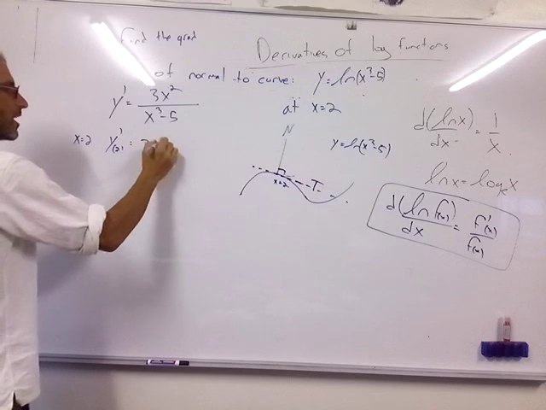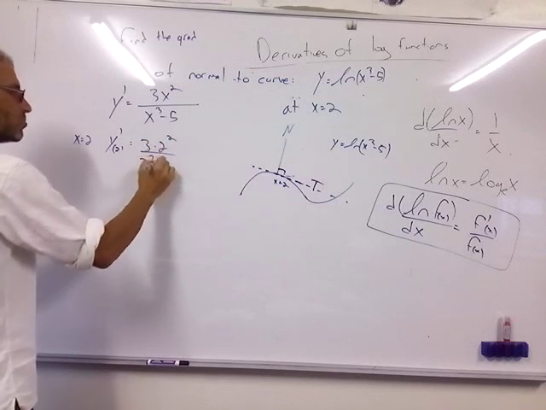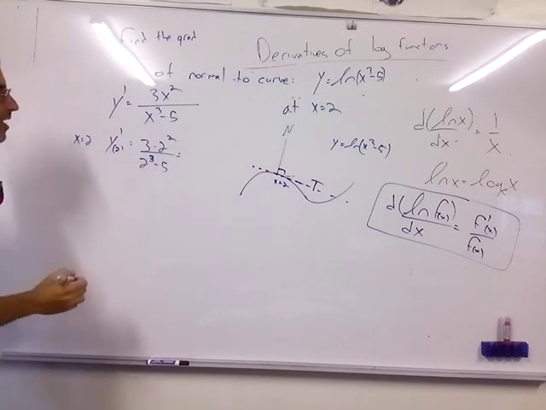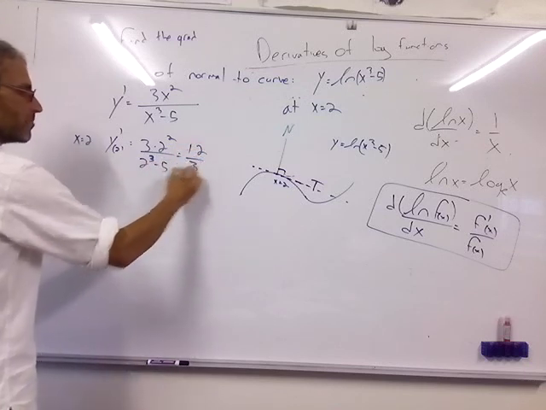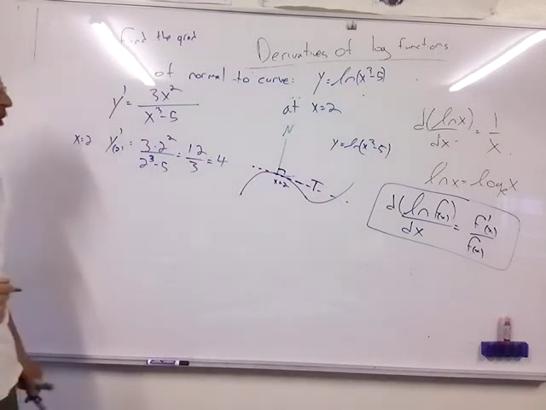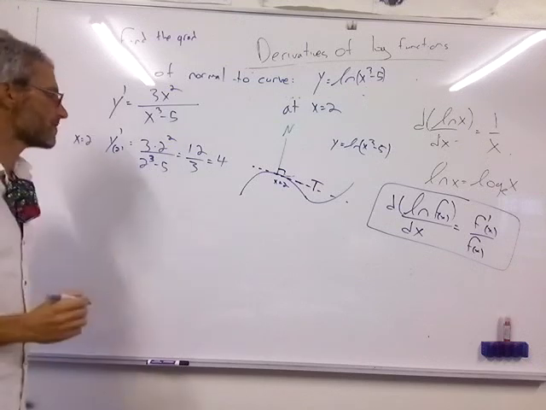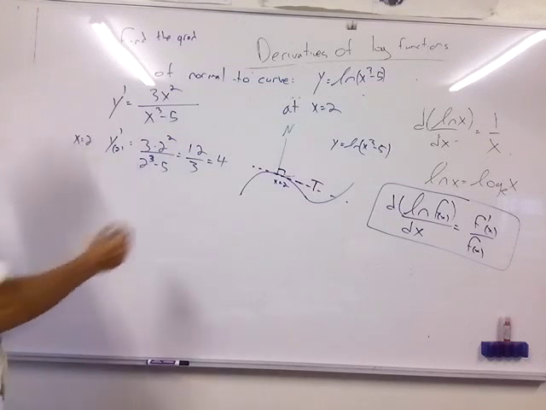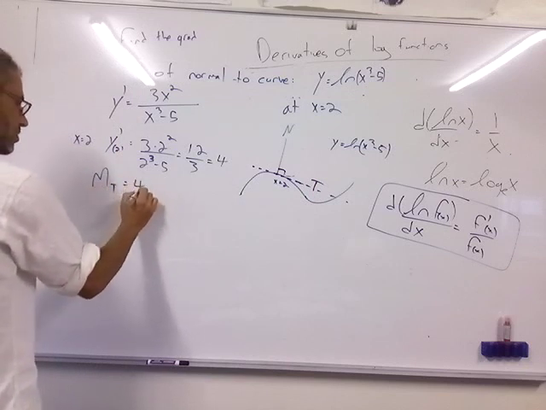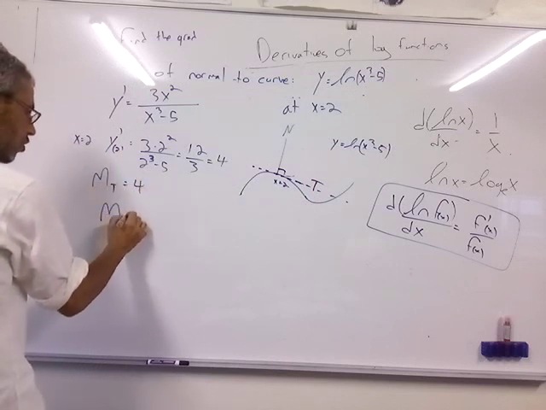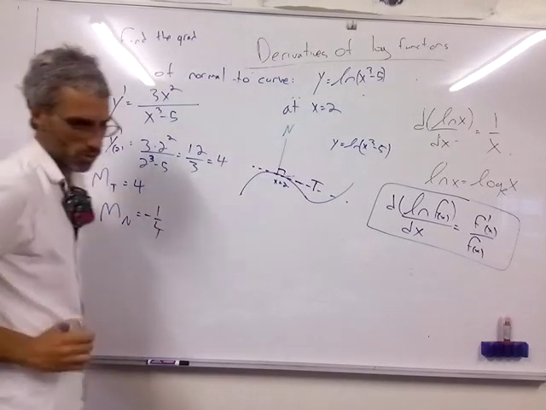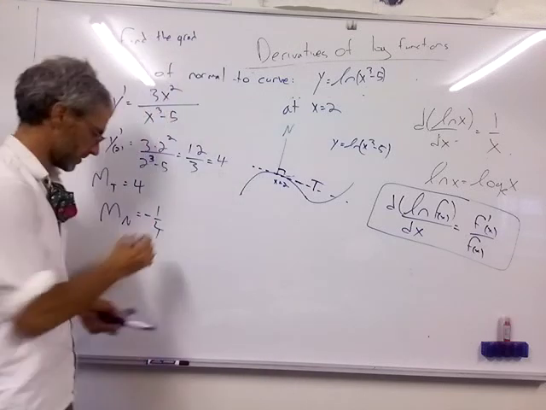So 3 times 2 squared divided by 2 cubed minus 5. How much is that? 3 times 4 is 12, divided by 3. Please check me, I'm notorious for making blunders. I got 4. So the gradient of the tangent, m of tangent, equals 4. That means m of normal will be minus 1 over 4. And that's what they got, so we must be right.